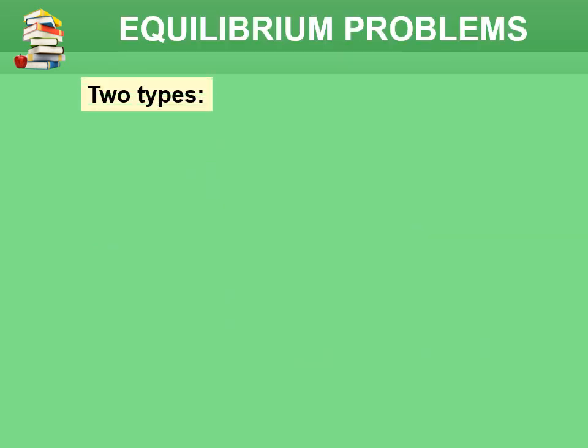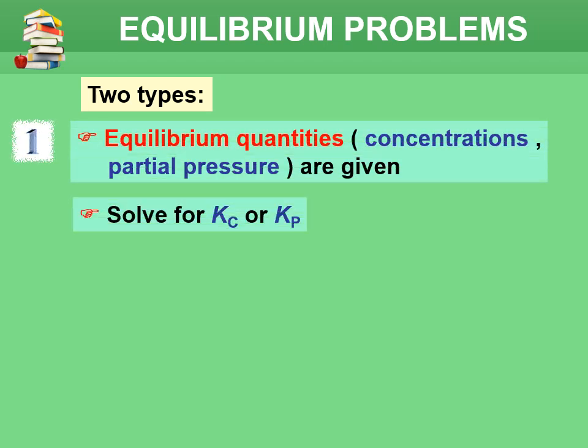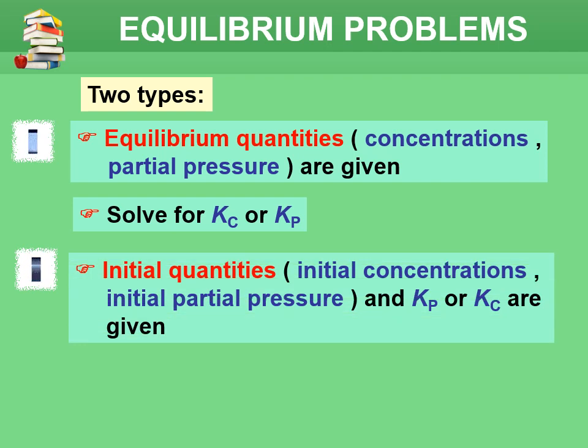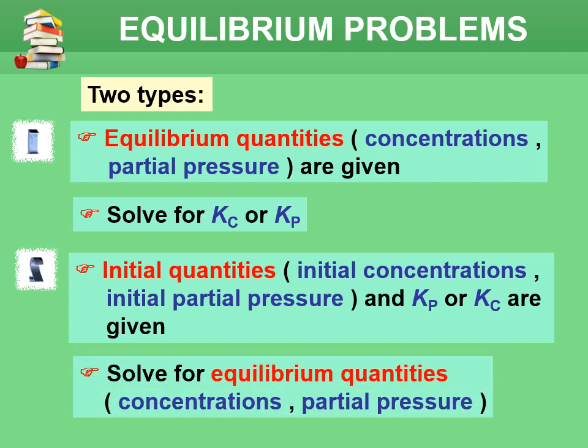The problems and calculations of Kc and Kp can be divided into two types. The first one is you are given the equilibrium quantities, for example, the concentrations and partial pressure, so that we can calculate and solve for Kc or Kp. The second type is we are given the initial quantities, so that we have to use the ICE table to solve for the equilibrium quantities. This is a bit challenging.